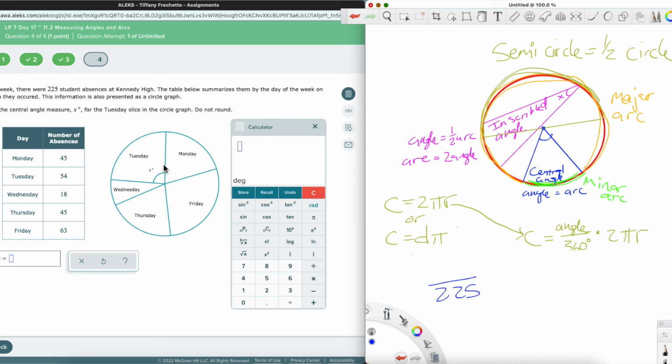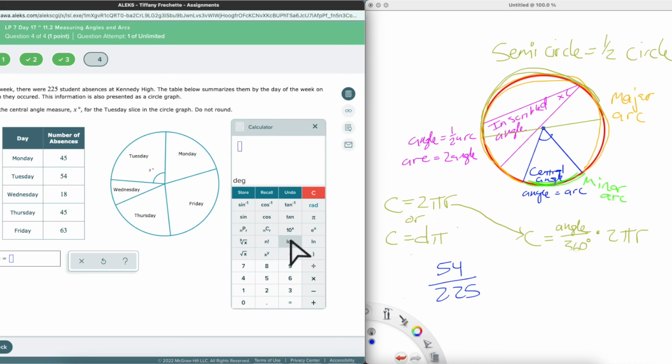So Tuesday, there were 54 absences. We want to take 54 and divide that by 225. It was pretty close: 0.24, so about a quarter of the circle. If we convert this to a percentage, it is 24%. To find the angle, I want to know what 24% of 360 degrees is, so I'm going to multiply by 360. That'll tell me the angle. Sorry, not the length yet, just the angle.